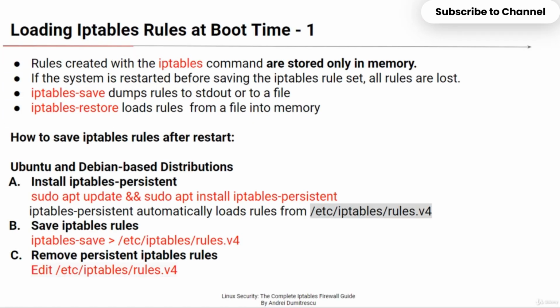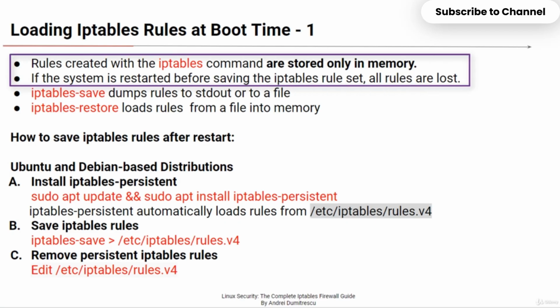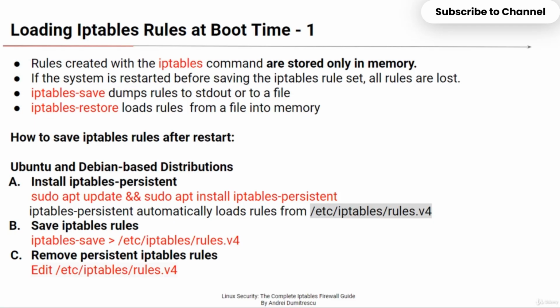In this lecture, we'll talk about saving iptables rules from memory to a file on disk and loading them back into the RAM memory at system boot time. Firewall rules created using the iptables command are stored only in the RAM memory. If the system is restarted before saving the iptables rule set, all rules will be lost. If you want your firewall rules to persist after a system restart, make sure to save them first.